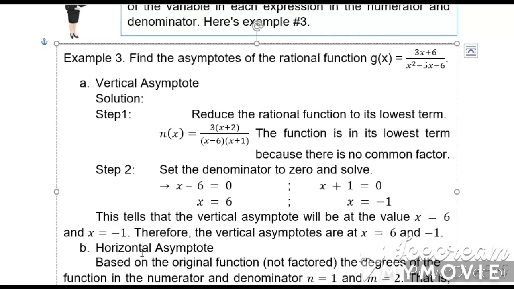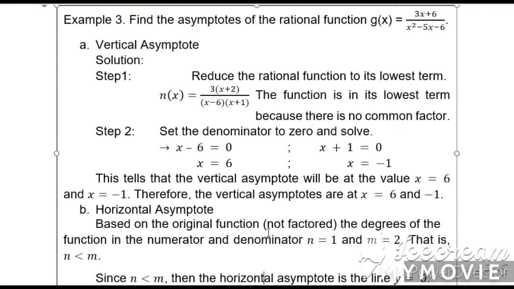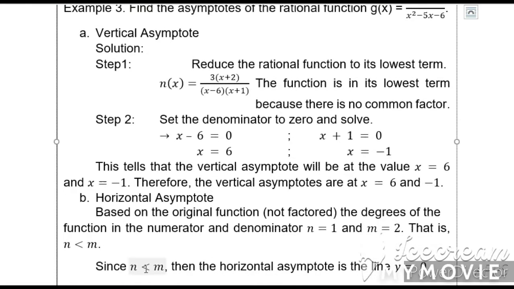For the horizontal asymptote, as you can see, the highest exponent in the numerator is 1 and in the denominator is 2. So therefore, since n is less than m, the horizontal asymptote is the line y equals 0.